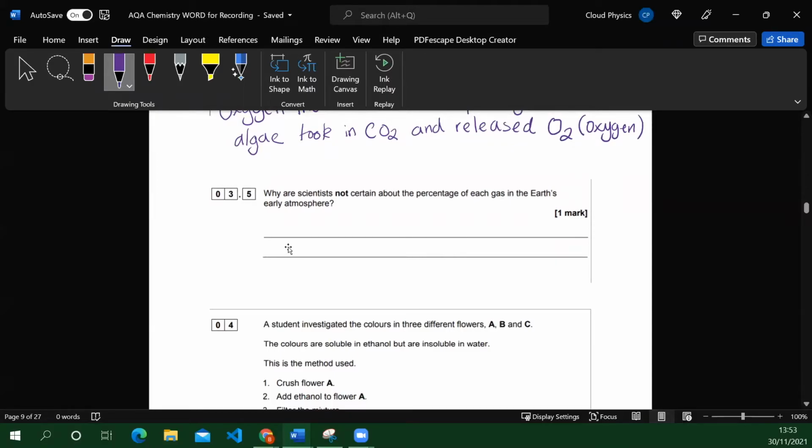3.5. Why are scientists not certain about the percentage of each gas in the Earth's early atmosphere? Okay, so not 100% certain, so there's limited evidence. We're going by fossil records here. Limited evidence, okay, as it was 4.6 billion years ago. So it might not be 100% accurate. Okay, now go on to question 4.